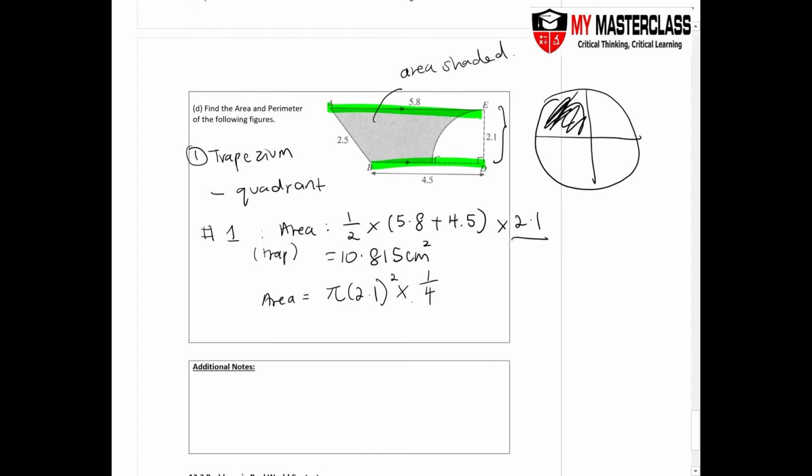A tip that most students can take note of is to always leave your answer in terms of pi first. Why? Because pi is a lot of numbers, right? And it's very common for all of you to make careless mistakes. So you will leave this as pi.